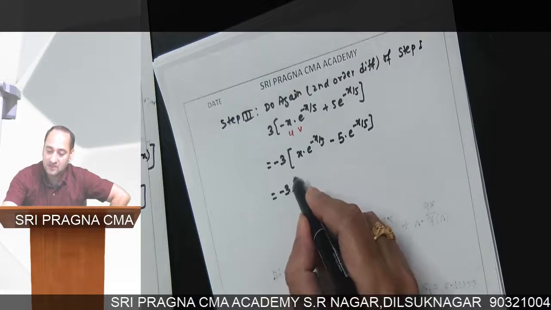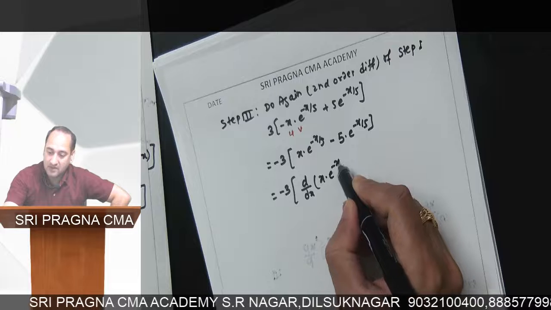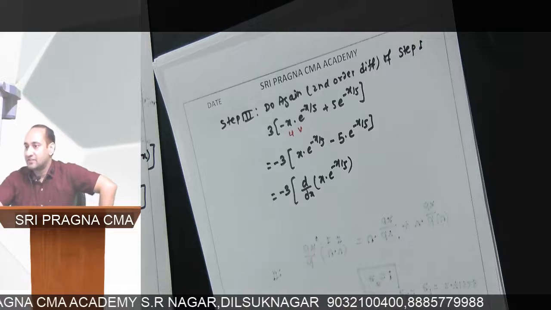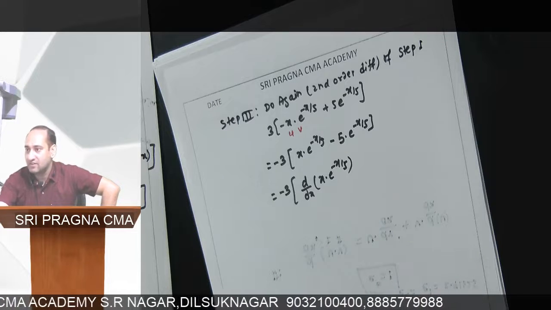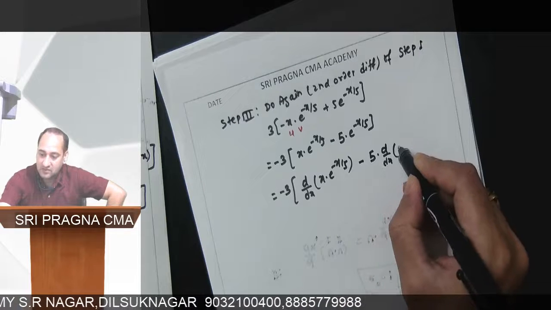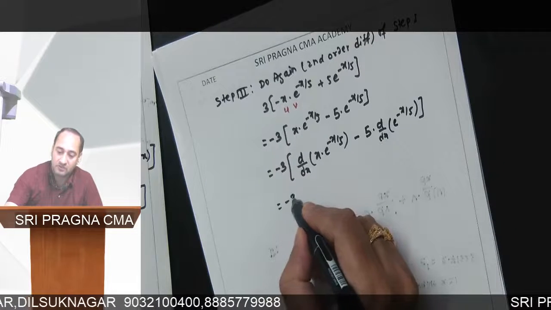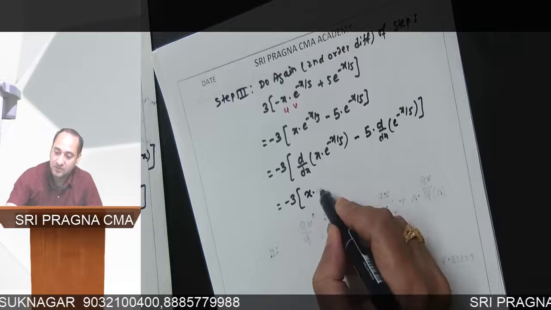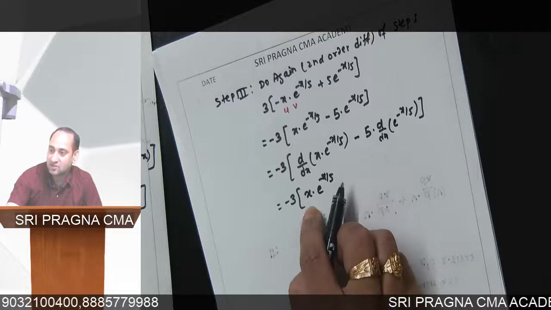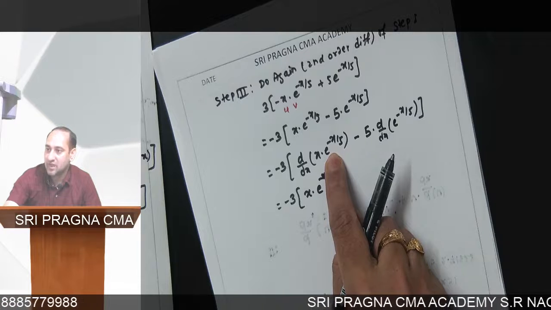Same order u by v. So minus 3. I am going to do the differentiation of this. So x e to the power minus x by 5: one constant, second differentiation, second constant, first differentiation, same thing, the u by v formula I have already written there. Minus 5 d by dx e to the power minus x by 5. So minus 3, x into e to the power minus x by 5. Okay, x constant, so outside I am doing the differentiation of e to the power minus x by 5.